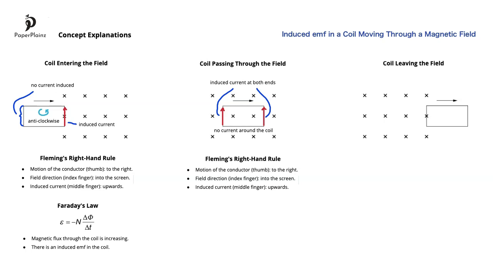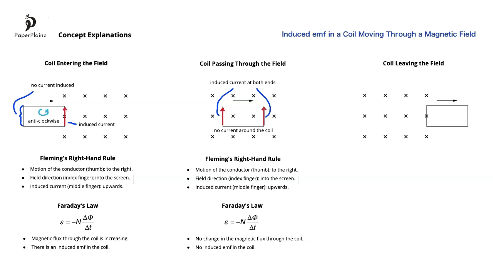Let's confirm this using Faraday's law. As we said earlier, there must be a change in the magnetic flux through the coil in order for an EMF to be induced. As the coil is moving inside the magnetic field, assuming that we have a uniform magnetic field, the number of field lines that enter the coil is the same as the number of field lines that leave the coil. As a result, the number of field lines inside the coil does not change. Therefore, the magnetic flux through the coil does not change. Since there is no change in magnetic flux, there is no induced EMF.